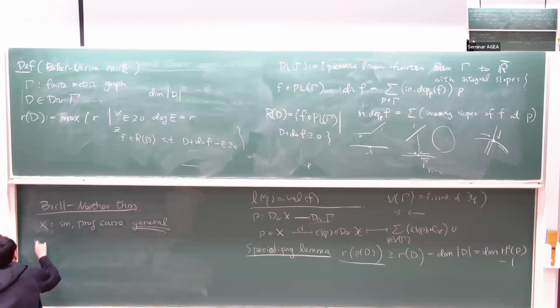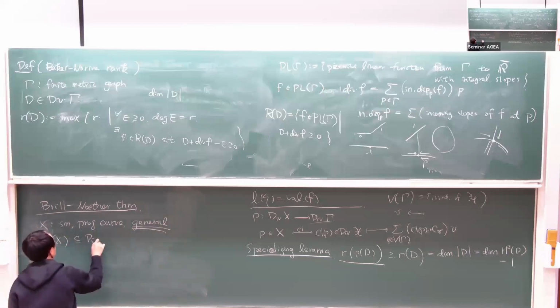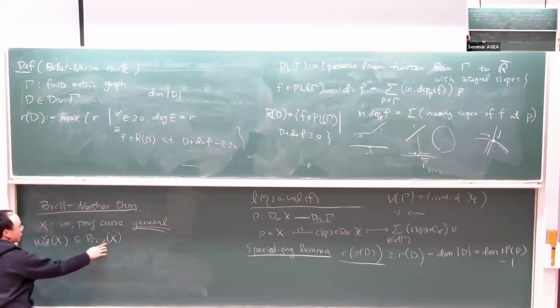And let W^r_d(X) be some subscheme inside the Picard scheme of X, so the degree d component. This notation is the Picard scheme of the curve, degree d. So it's the linear equivalence class of degree d divisors, and there's a scheme structure on such a group. And if you fix a degree, then you get a component.